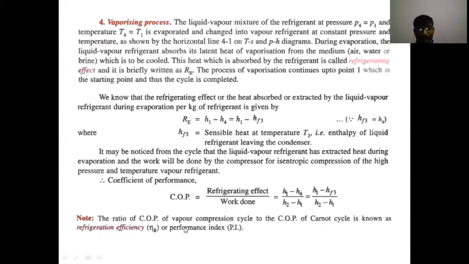The ratio of the COP of the vapor compression cycle to the COP of the Carnot cycle is known as the refrigeration efficiency or performance index. The COP of the vapor compression cycle is always less than the COP of the Carnot cycle, so the ratio between these two is less than 1. That is called the refrigeration efficiency or performance index.